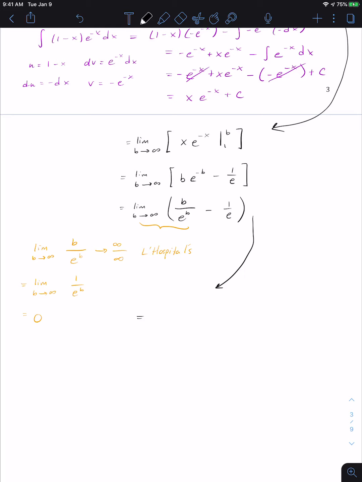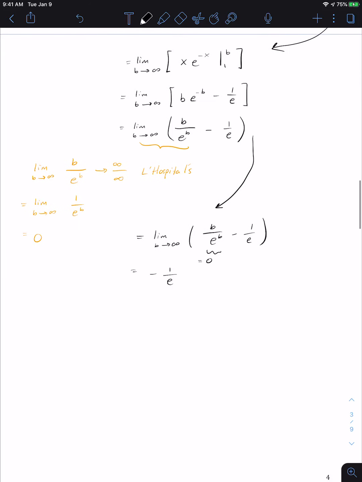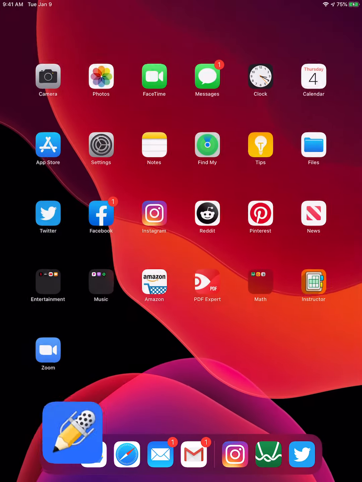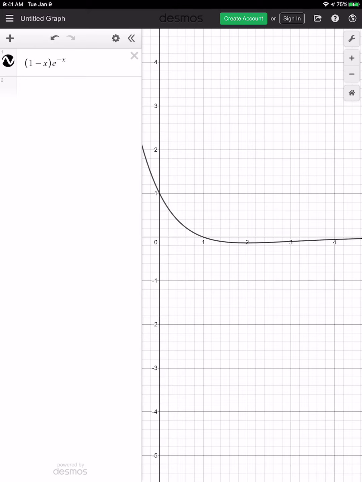So now we get this limit as b goes to infinity. We found that this was 0. Whoops, I guess I'll just repeat this. b over e to the b minus 1 over e. We found this to be 0. That was our side work, and then it's minus 1 over e. All right. Why the minus sign? Well, notice this area was underneath the graph, right? That's why it's minus.